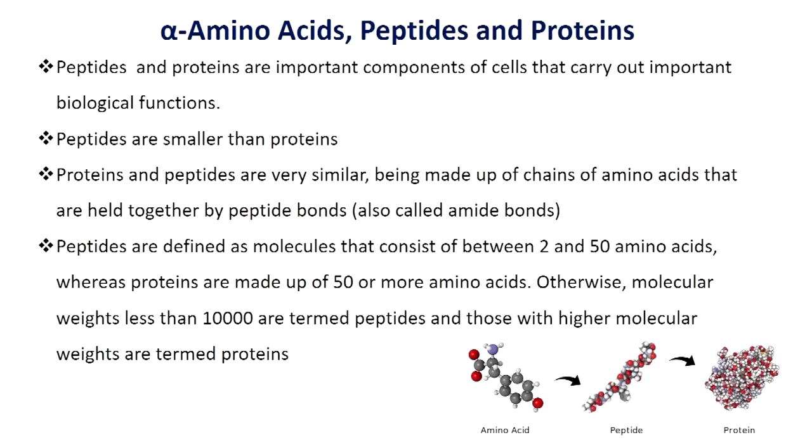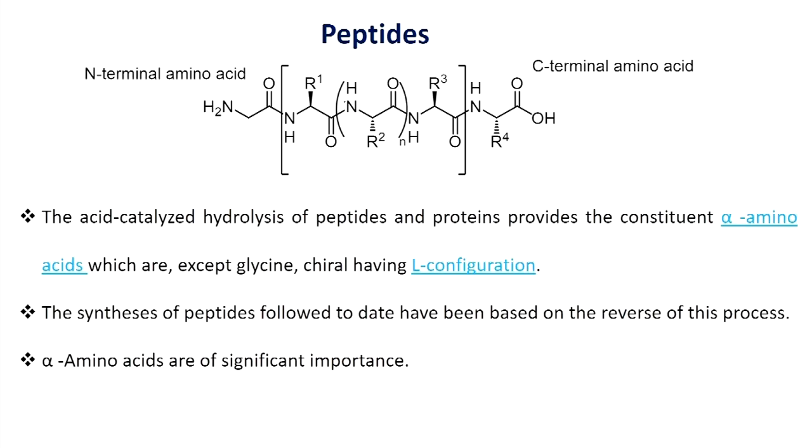Now let us look at amino acids, peptides and proteins. All of you know very well, peptides and proteins are important components of cells that carry out important biological functions. Peptides are smaller than proteins. Proteins and peptides are very similar in being made up of chains of amino acids that are held together by peptide bonds. Here the structure of a peptide is shown, and you can see here the amide bond, between the carboxylic acid and amino group of the amino acids. This is called the C-terminal amino acid, and this is the N-terminal amino acid.